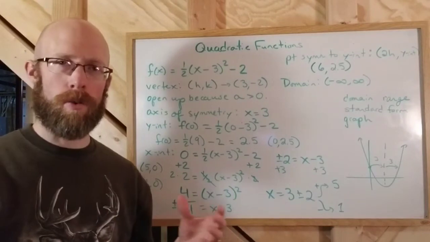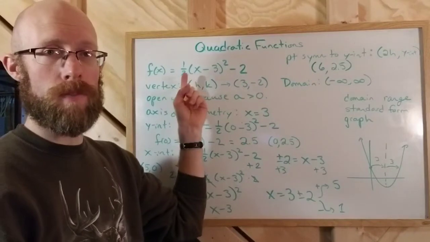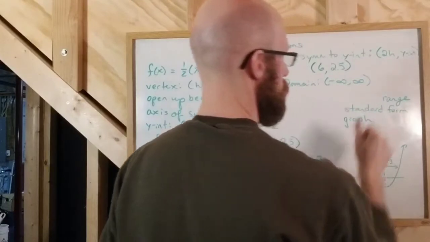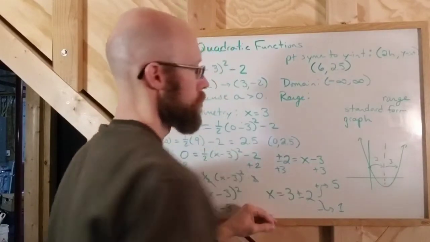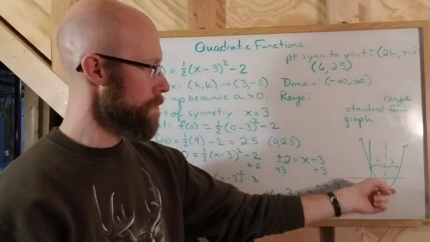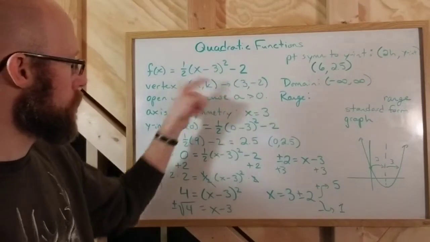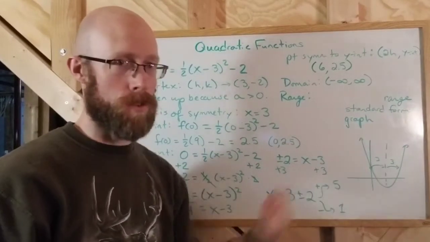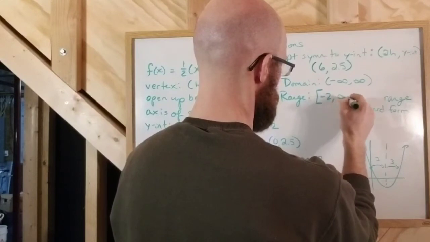Quadratic functions, always all real numbers, because you can plug any number into a quadratic function and all of these operations are valid under any number. Now for the range, remember, it is going to be the minimum point, because this graph does open up. It's going to be the minimum up to infinity. Well, that minimum is the y coordinate of the vertex, right? This graph is going to go down to -2. So the range is going to be from -2 to infinity.